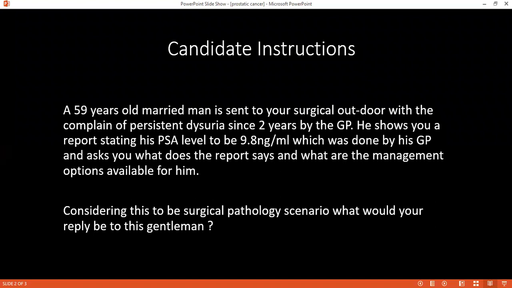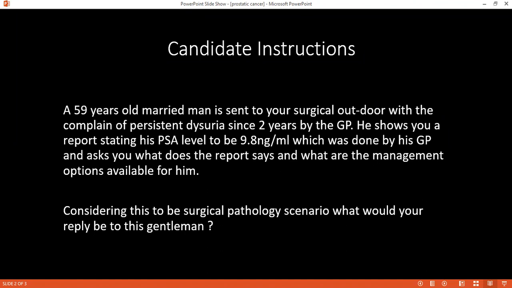Can you name a few gene mutations which are involved in the pathogenesis of prostatic cancer? Yes, ma'am. It is the TMPRSS2-ETS gene fusion mutation and deletion of the PI3K and AKT pathway.